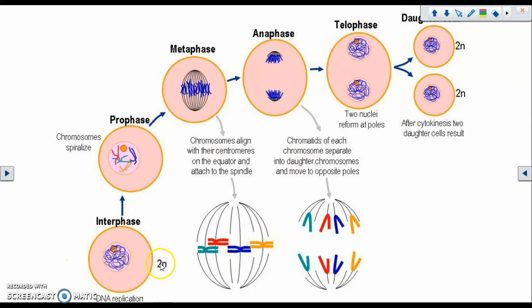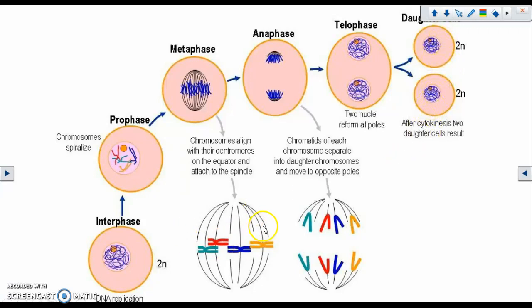2n, where n is 23, so 2 times 23 is 46, right? You want to make sure that, at this point, you actually have 92 chromosomes before you proceed through prophase, so on and so forth. And at the end, you can see this as 2n. At the end, the two daughter cells also have an identical number of chromosomes.